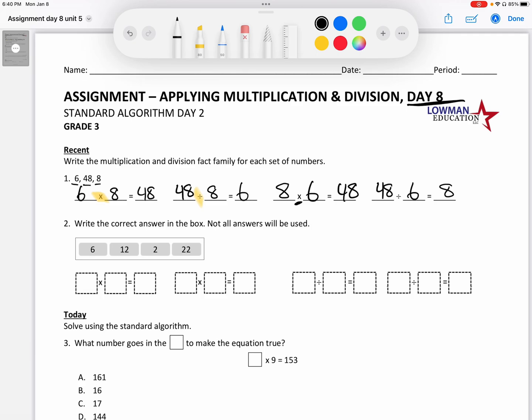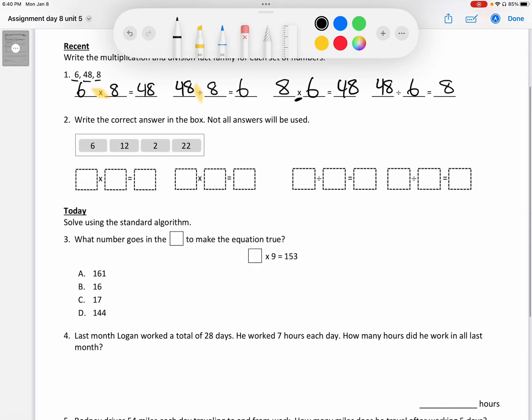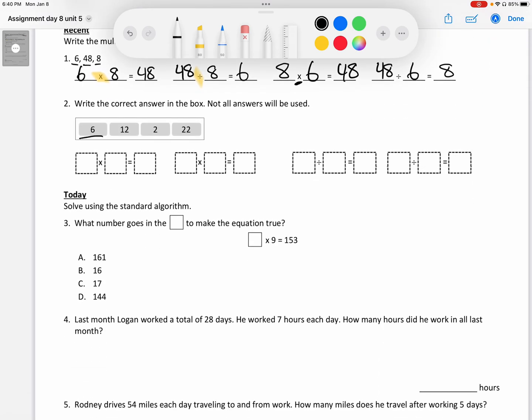Problem 2. This one looks a little bit overwhelming also, but it's really not once you get down into it. Write the correct answer in the box. Not all answers will be used. So here are answer choices. If this was a computer assignment or test, they would click these numbers and drag them into the box where they belong. But because you can't do that on a piece of paper, they're going to write the numbers. So we need to first decide which three numbers we are going to use. Which three can we use to create true multiplication sentences?